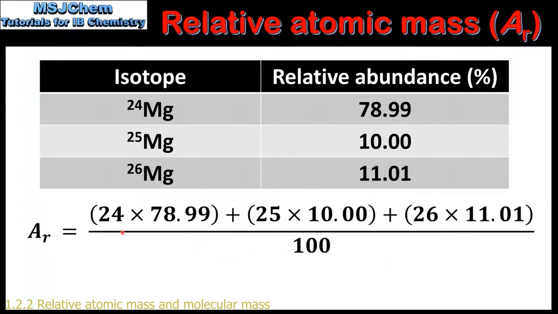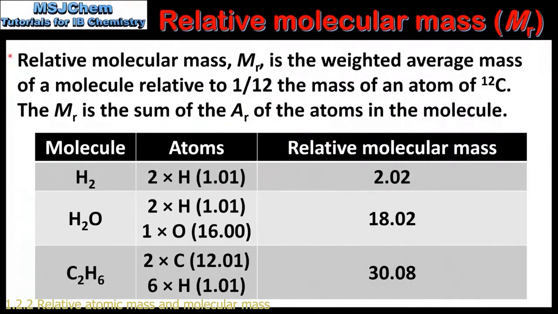To do this, we multiply the mass of each isotope by its relative abundance. We then add these together and divide by 100 to get the mass of one atom. So using these values, we get a relative atomic mass for magnesium of 24.32. Note that because it's a relative scale, there are no units. In this slide, we'll look at relative molecular mass.